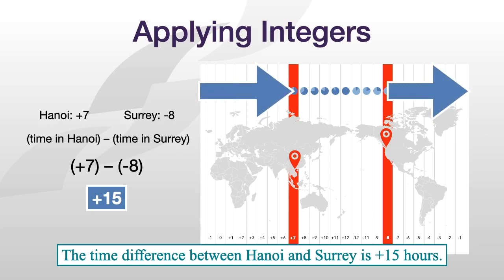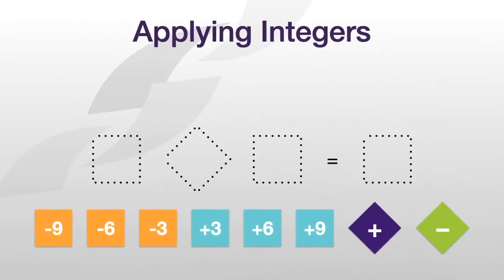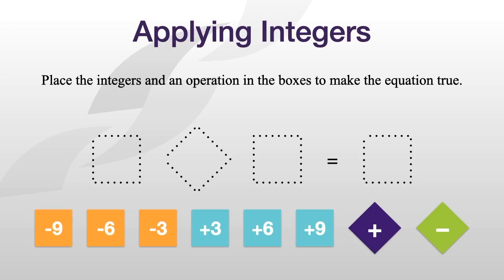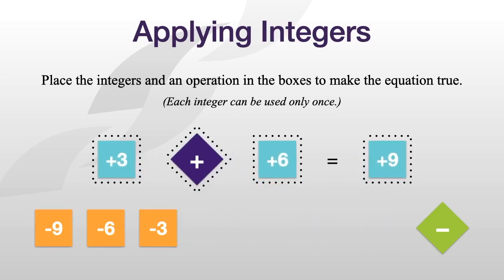Let's solve one last problem. Applying understanding of integers does not always involve a real-world context. This is true of the following problem. Place the integers and an operation in the boxes to make the equation true. Each integer can be used only once. For example, positive 3 plus positive 6 equals positive 9.